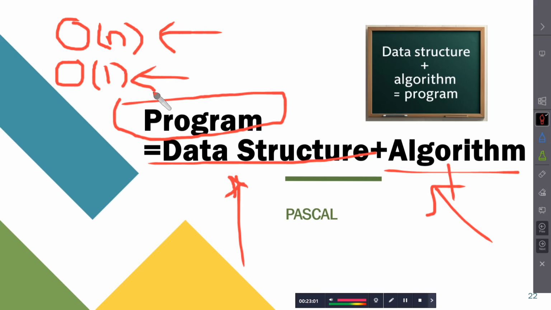Or if I give you one example of the algorithm, like choosing the right sorting algorithm can reduce the time to sort a large data set from many hours to seconds.